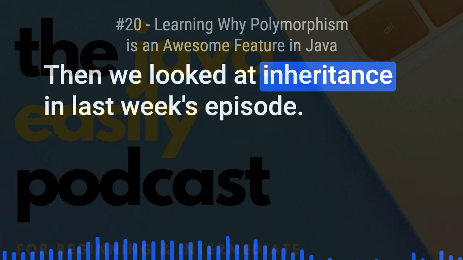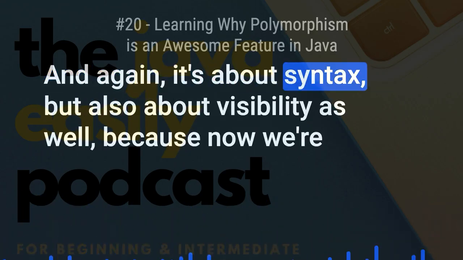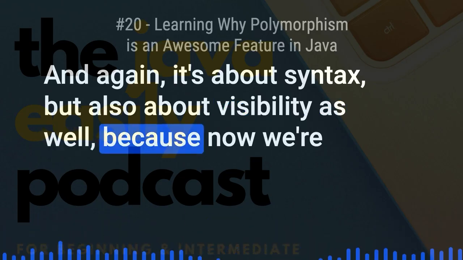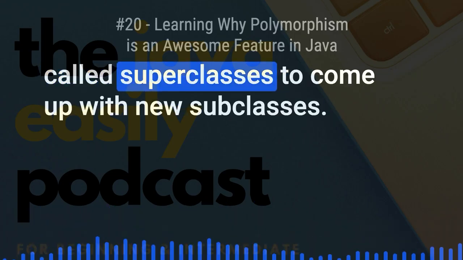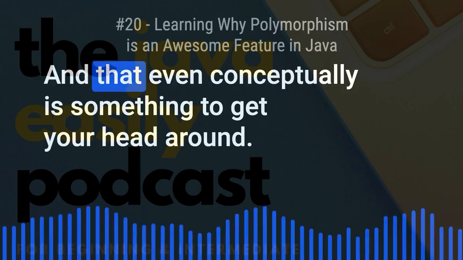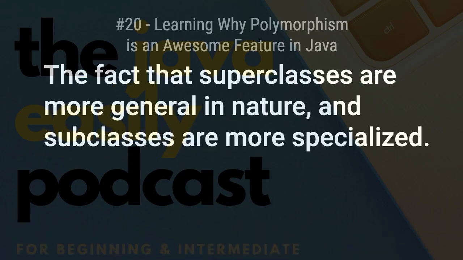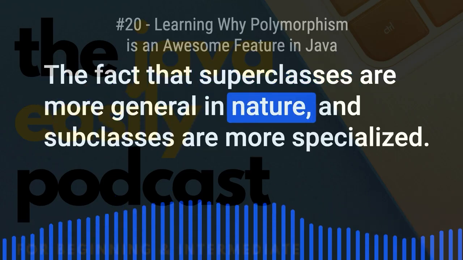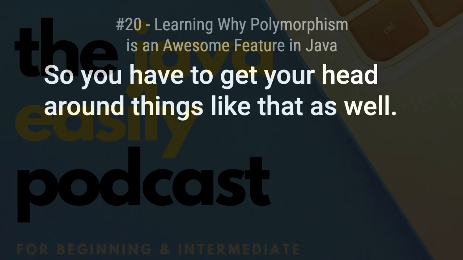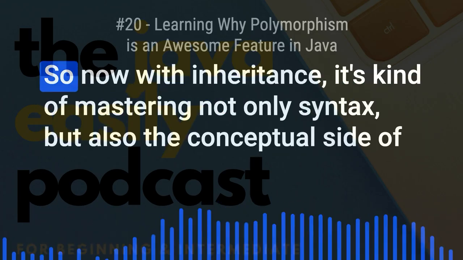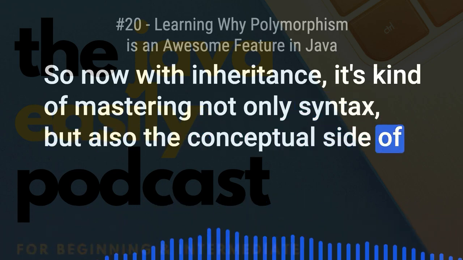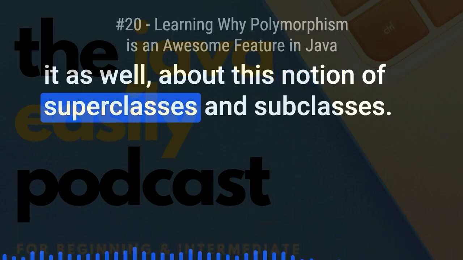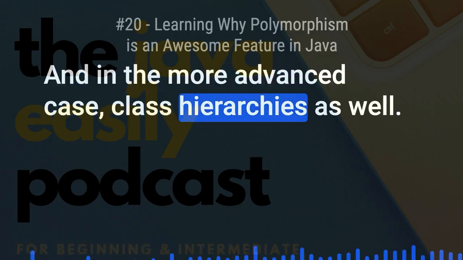Then we looked at inheritance in last week's episode. And again, it's about syntax, but also about visibility as well, because now we're introducing the extends keyword, which is how we extend so-called superclasses to come up with new subclasses. And that even conceptually is something to get your head around. The fact that superclasses are more general in nature and subclasses are more specialized. So you have to get your head around things like that as well. So now with inheritance, it's mastering not only syntax, but also the conceptual side of it, about this notion of superclasses and subclasses, and in the more advanced case, class hierarchies as well.